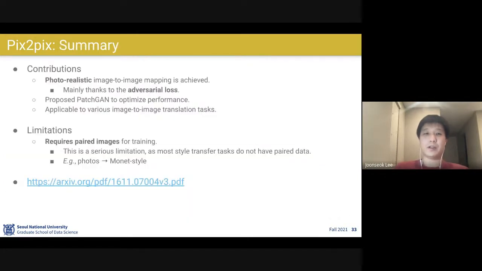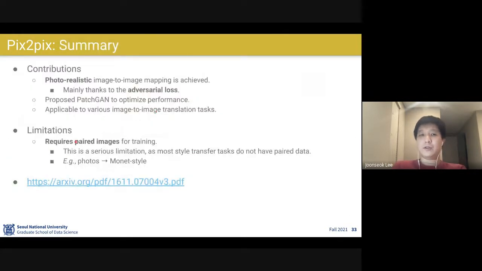So here's the summary. Their contribution is that photorealistic image-to-image mapping is achieved for the first time. And that was possible because of these GAN-based models. And they proposed the PatchGAN, as I mentioned. And this is applicable to the various image-to-image translation tasks listed here.